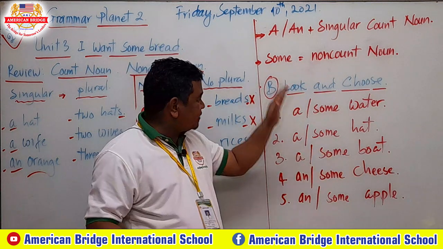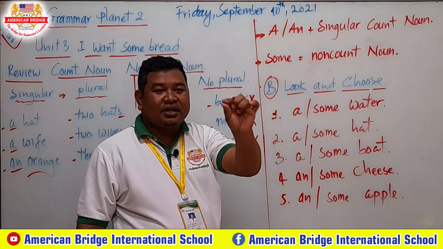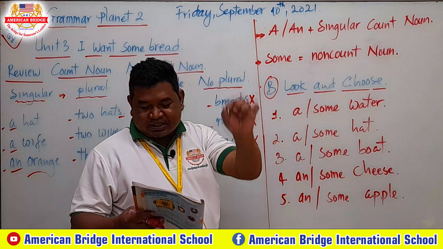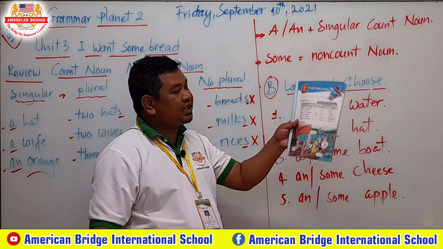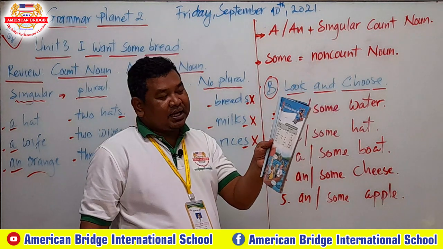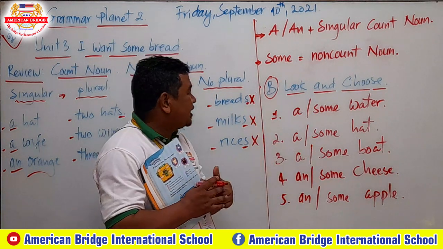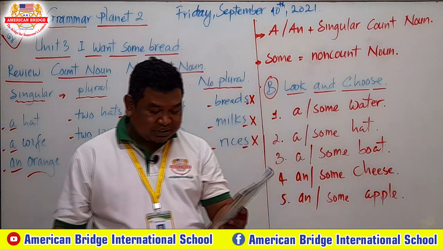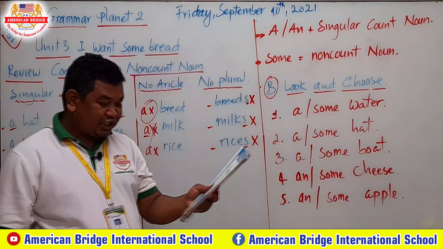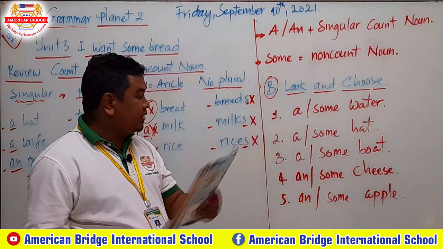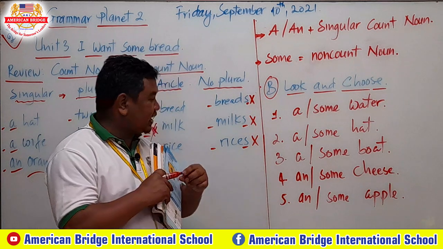So now, before you practice doing the exercise, you have to understand this, okay? So we focus on the words, we have in here 1, 2, 3, 4, 5, 6 words, and this part also 6 words. Six words of count noun and six words of non-count noun, right? So look and choose. You have to practice doing the exercise. Okay, so letter B, look and choose. Can you see we have only three numbers, but I add number four and number five. So you can do it, student.